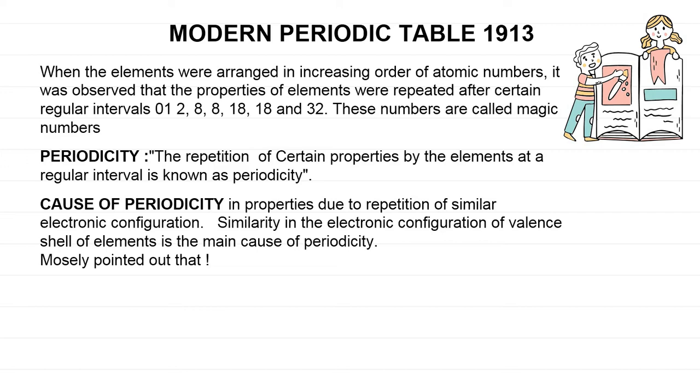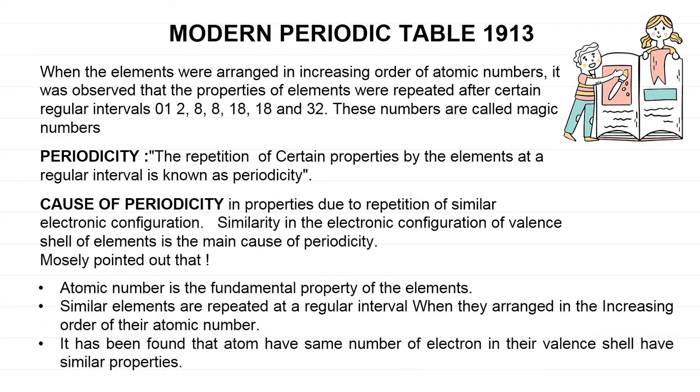And with this cause of periodicity, Moseley pointed out that atomic number is the fundamental property of an element, and similar elements are repeated after regular intervals when they are arranged in the increasing order of their atomic number. He also found that atoms having the same number of electrons in their valence shell have the same properties. So this was the modern periodic table.